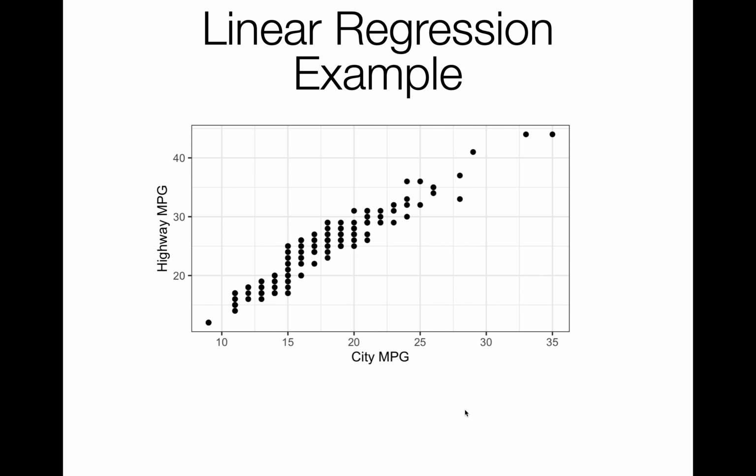All right, so here's an example. I've plotted city miles per gallon versus highway miles per gallon. And so as you would guess, those two are highly correlated.